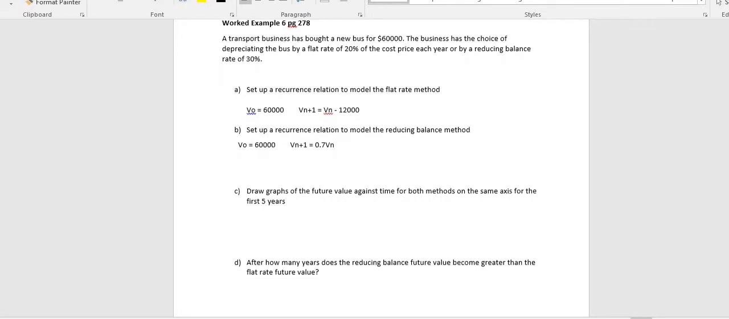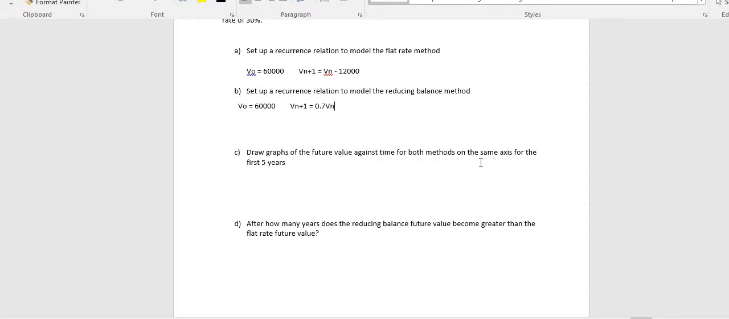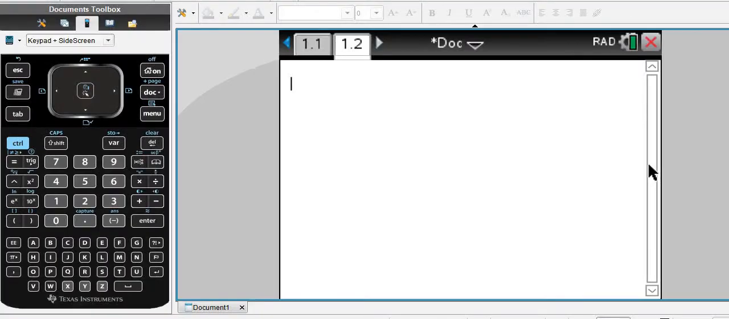Now, draw graphs for both methods on the same axis for the first 5 years. All right. I'm going to head over to my calculator. Okay, so let's get our terms for the flat rate first. Okay, so with flat rate, $60,000 is your initial value. I'm going to type in 60,000.